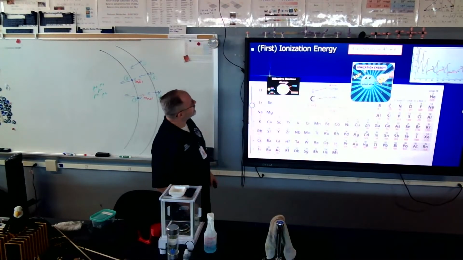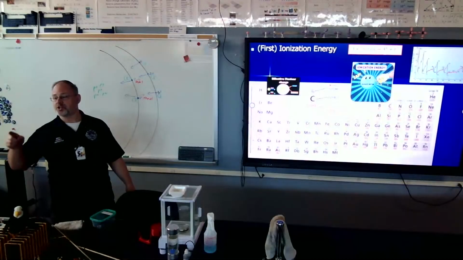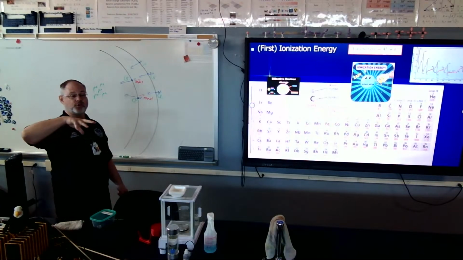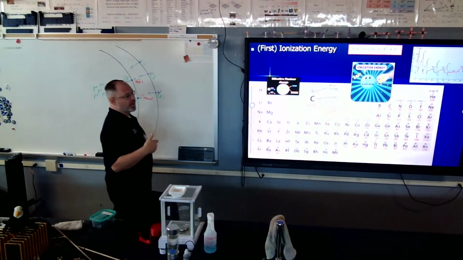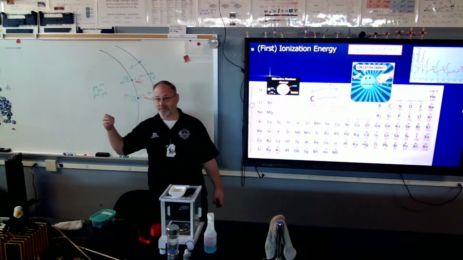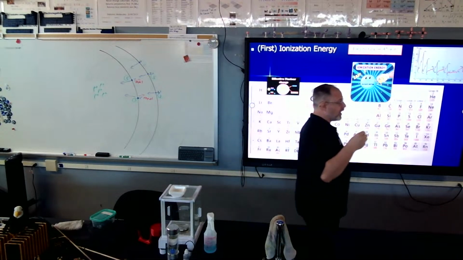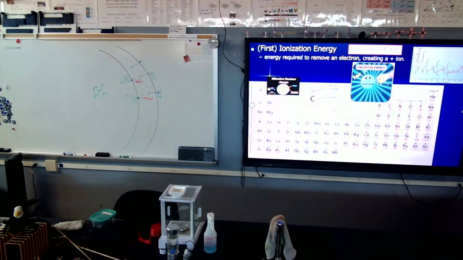All right, next. The next property is ionization energy, and it is how much energy you and I have to apply to pull an electron off. We have to create an electric field that will extract an electron from an atom. Ionization energy is how much energy it takes you and me to pop that electron off.